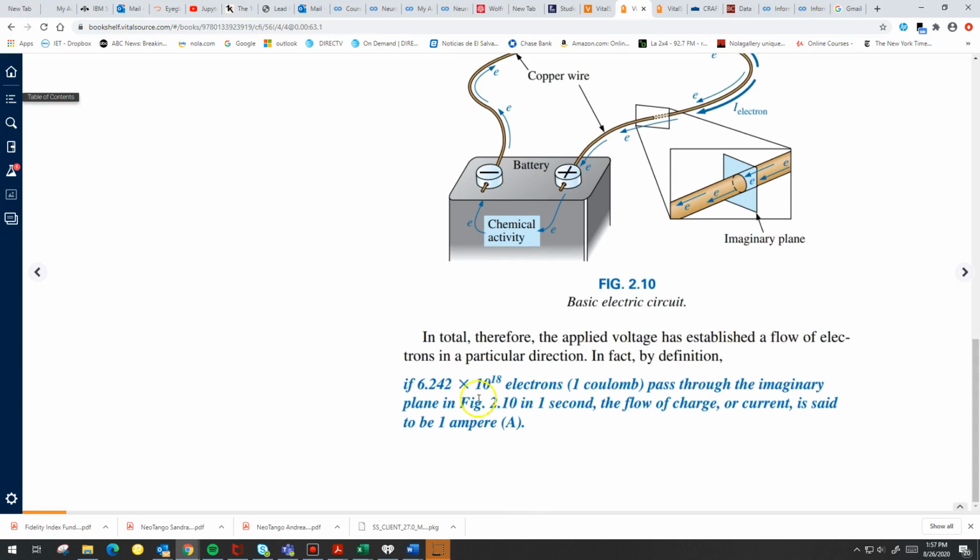So in this case, if 1 coulomb of charge, or 6.242 times 10 to the 18 electrons, and now you see why we use coulombs instead of using these large numbers, right? Because electrons are really so small by themselves. So if 1 coulomb of charge passed through some plane, like in this figure, in 1 second, then the flow of charge, or the current, is equal to 1 amp, or 1 ampere.